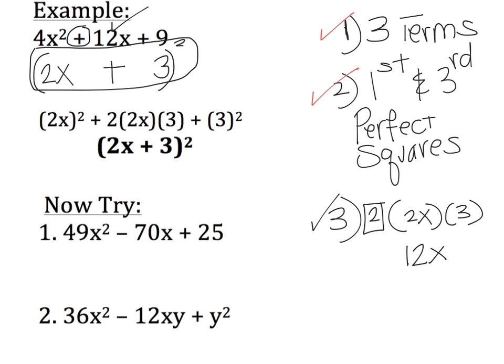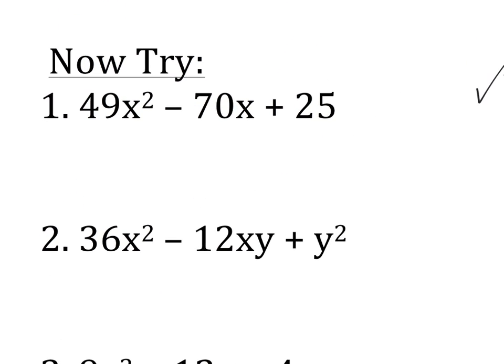Now how can you check your work? Always put the main question, or the main equation, in y1, put the factored form in y2, and graph it. If you get the same parabola, then this is your answer. You are correct. Now let's move on to number 1. Let me try number 1 with you.